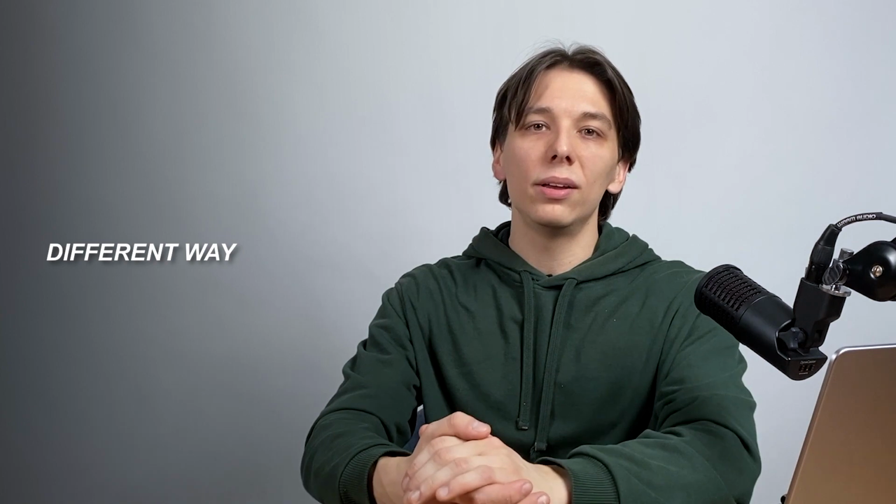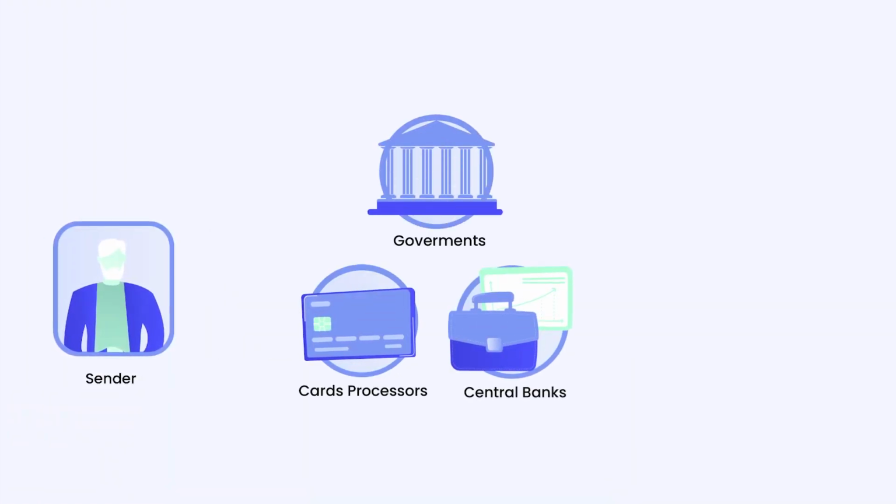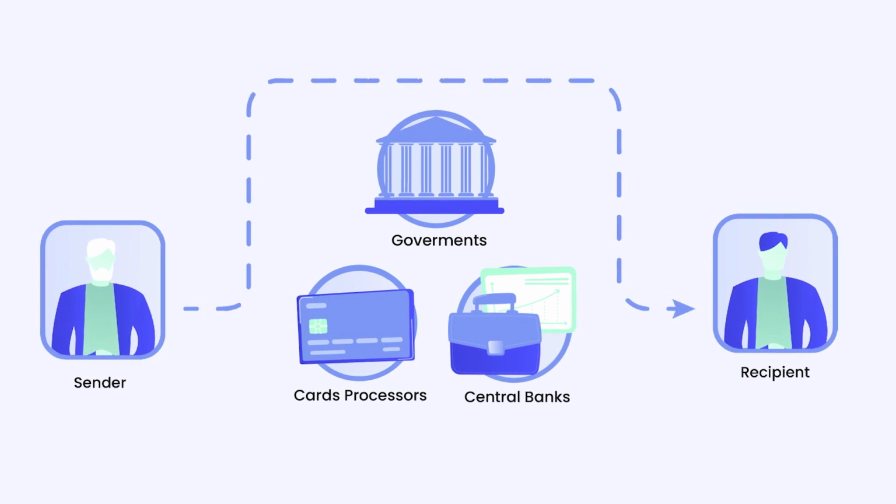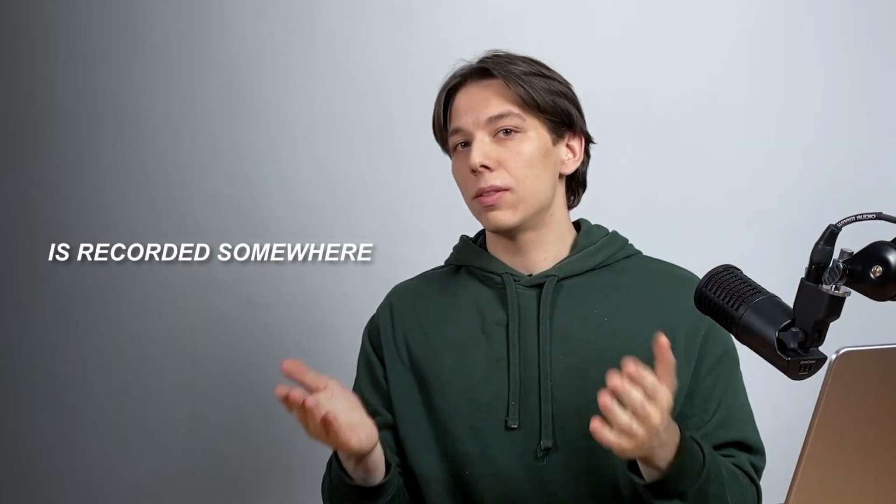But in the cryptocurrency market, things work in a different way. If you want to send money, you send it directly to the recipient. So there is no intermediary and the transaction is completely direct. But the data about the transaction, like the sender, the recipient, the sum, what kind of money you send, and more, is all recorded somewhere, right? And yes, this data is recorded in the blockchain.